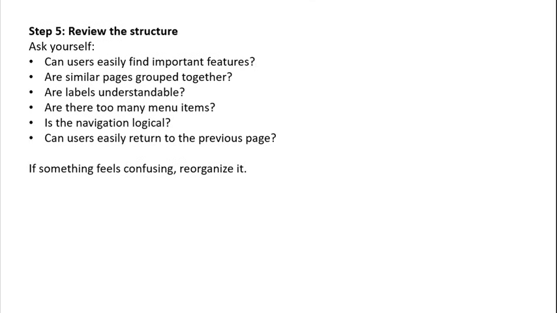The last step is to review the structure. Ask yourself: can the user easily find the important features? Are similar pages grouped together? Are the labels understandable? Are there too many menu items? Is the navigation logical, and can the user easily return to a previous page? If something feels confusing, reorganize it.